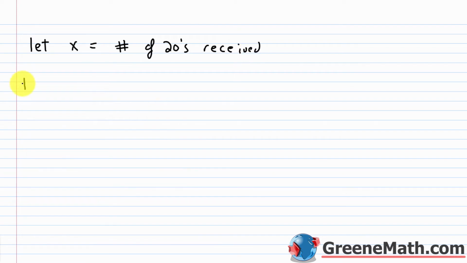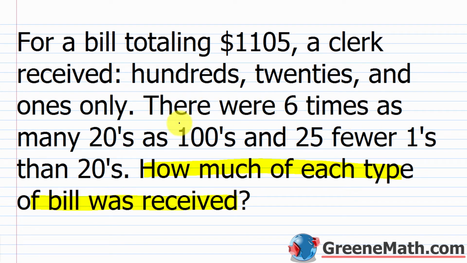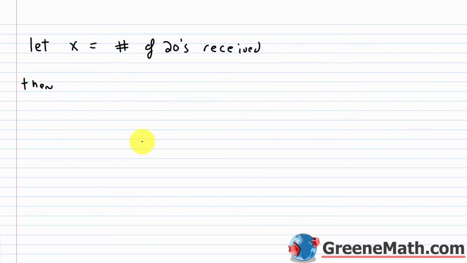So then what can we say about the hundreds? It says here there were 6 times as many 20s as hundreds. So that tells me that the number of hundreds is 1/6 the amount of 20s. So we can say that 1/6 times the number of 20s received, which we represent with x, is equal to the number of hundreds received.